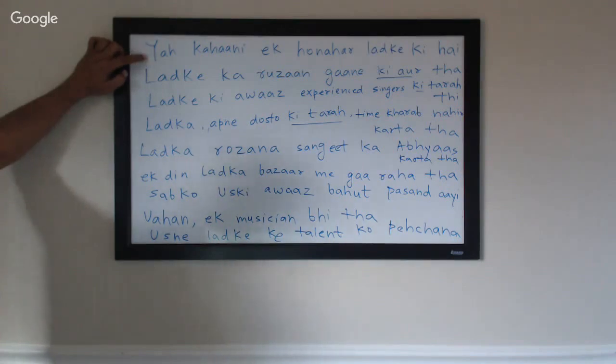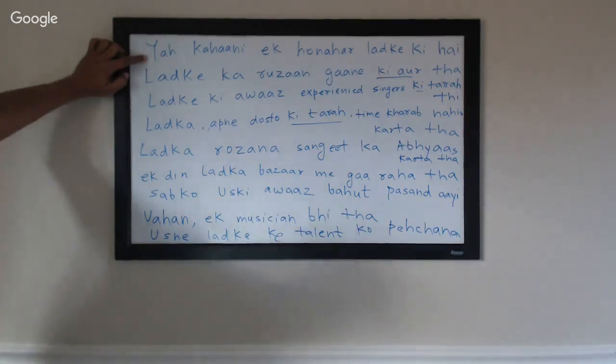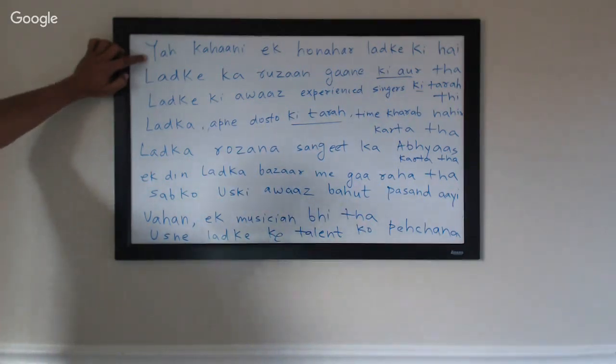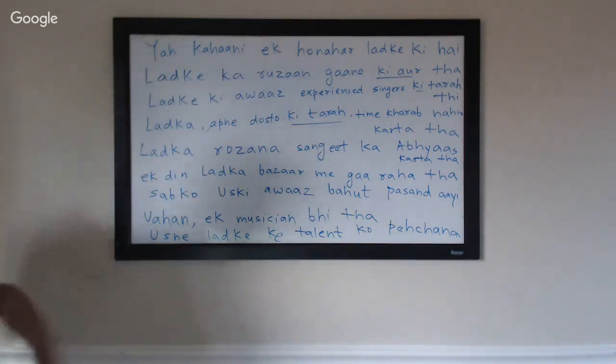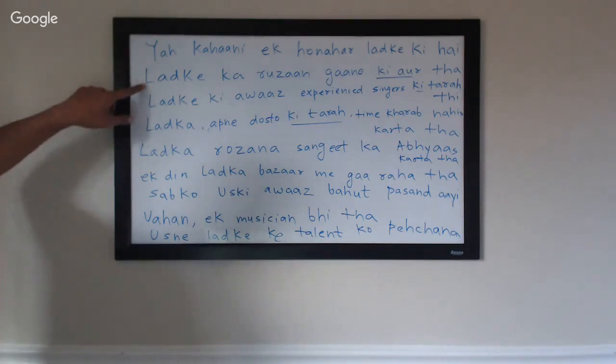ये कहानी एक होनहार लड़के की है. The story is about a talented boy. Perfect. This story is of a talented boy. Kahani is a story. Honhar is talented. Okay. Second sentence. लड़के का रुझान गाने की ओर था.